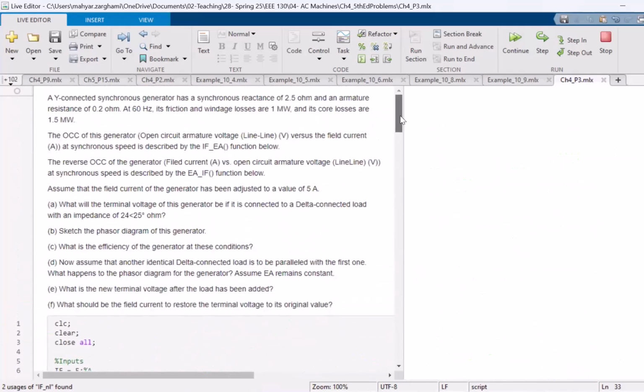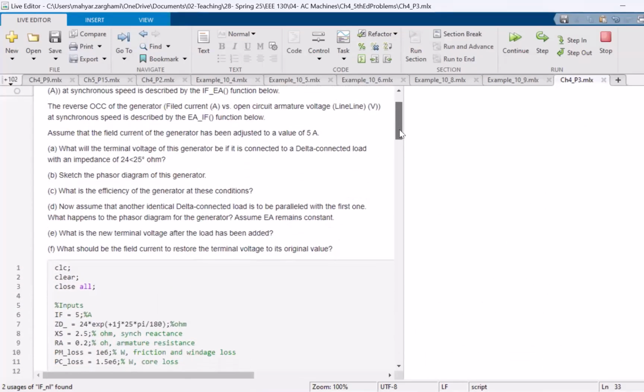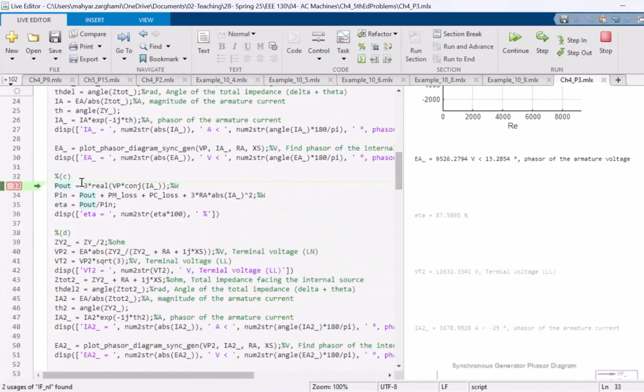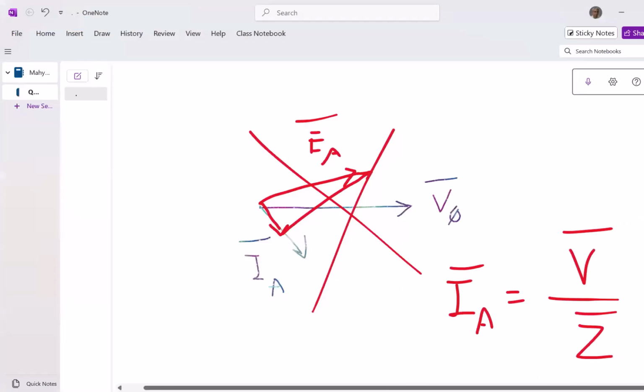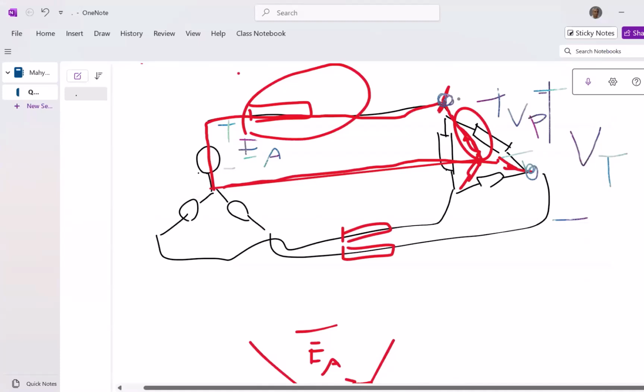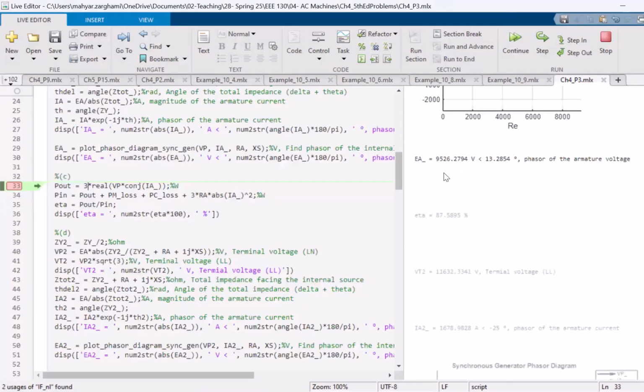Now in part C, what is the efficiency of the generator? The efficiency is, this is P out. You get the P out of the terminals. So if this is your generator, you get the power at this point. Therefore, that would be 3 times the real portion of VP times conjugate of IA. And then P in would be P out plus all the losses, which includes also the copper losses. And you get the efficiency of the system easily.